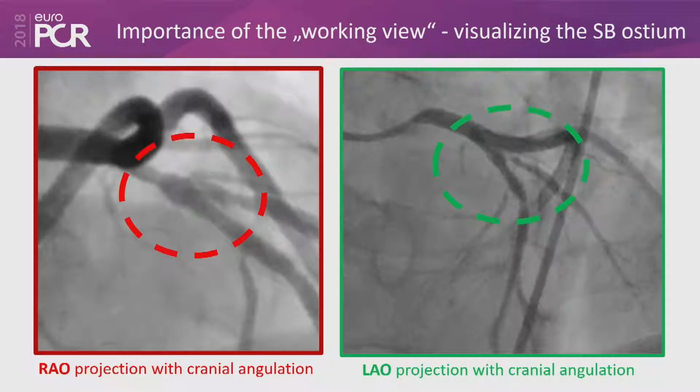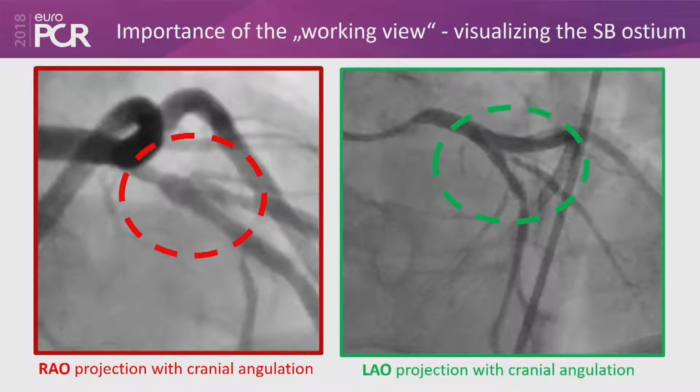As you can see on the left-hand side of the slide in green, after finding the working view, you actually detect the side branch ostium severely diseased, which was not seen on the right-hand part of the slide in the first cranial. This was even the right anterior oblique projection with cranial view.